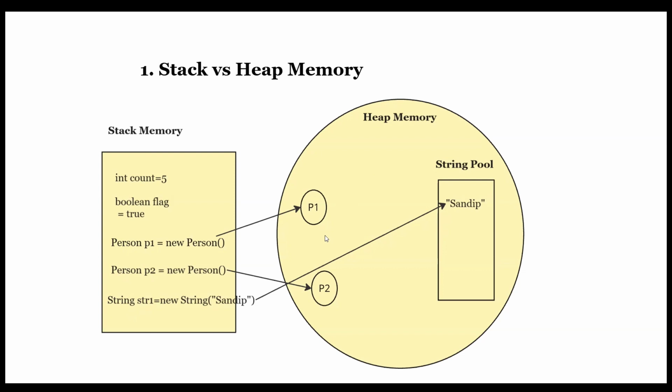For heap memory, this is where the real action happens. It is shared across all the threads. It stores actual objects like here P1, P2, and this string. So all are real objects. This is stored inside heap memory. It is bigger but slower than stack, and it is managed by the garbage collector. So stack stores the references while heap stores the actual objects.